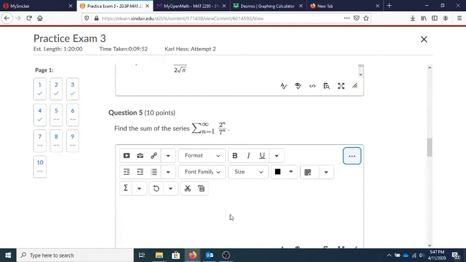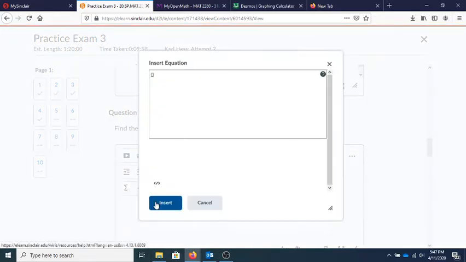Okay. And I think I'm going to need the equation editor. So again, click my 3 dots. Click my little sigma to get the equation editor.